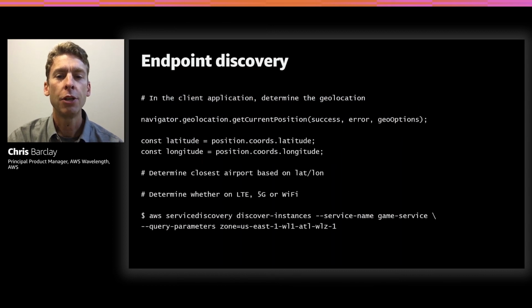The next step is to use the geolocation of the device to determine where it is. From there, you can find the endpoints that are geographically closest. For example, the latitude of Atlanta is 33.75 and the longitude is minus 84.38, while the latitude of New York City is 40.73 and the longitude is minus 73.93. So you can easily find what's closest to the geolocation returned from the client device. And then you can use APIs to find out what network the device is on, or use a ping test to identify the closest resource to connect with. Then you can connect with the closest endpoint.